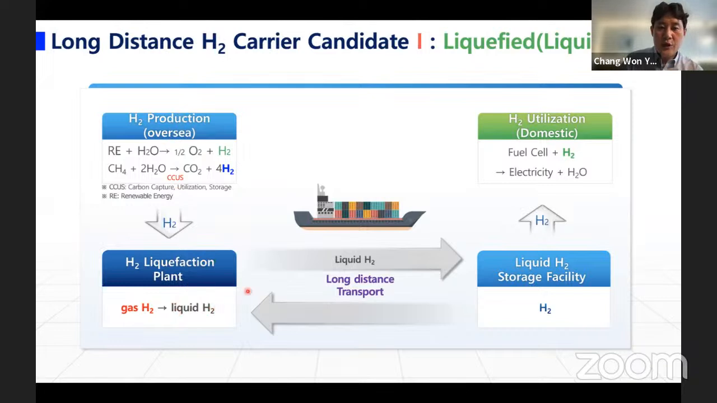Then the liquid hydrogen will be transported using a liquid hydrogen ship to a desired site. And at the domestic site, we just increase the temperature to make gaseous hydrogen, which is used in conjunction with a fuel cell or internal combustion engine to produce electricity and water. That's the concept.